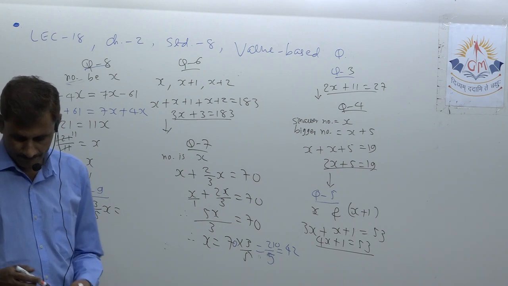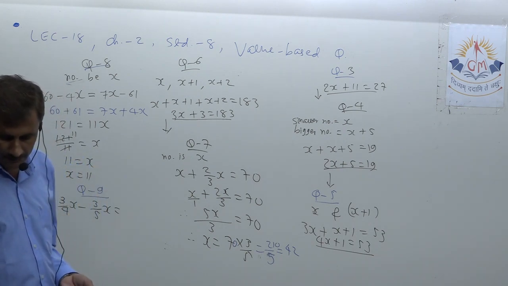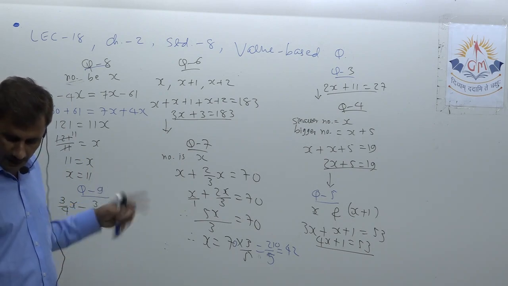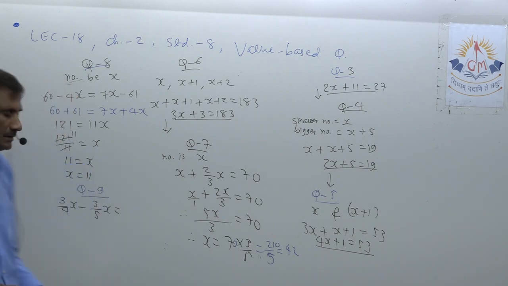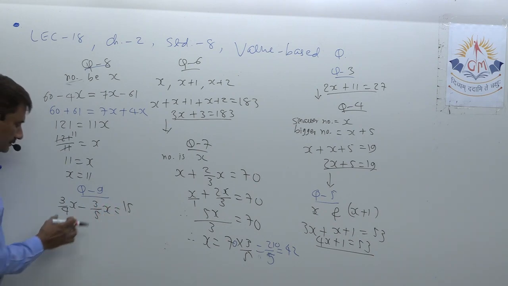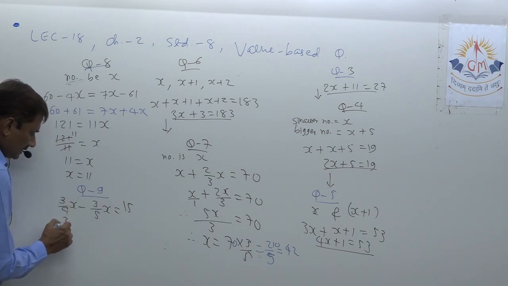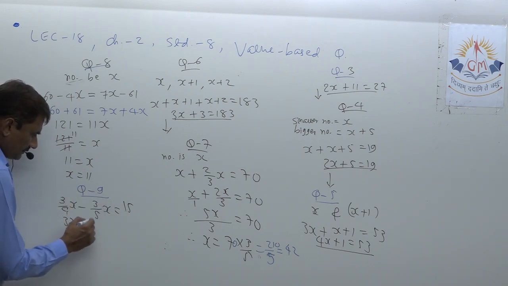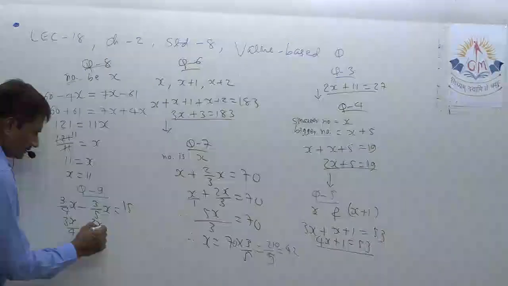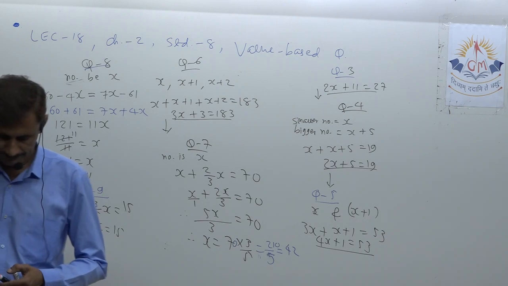Number 9. The difference between 3/4 and 3/5 of a number is 15. Understood? 3/4 is bigger, so I make this minus this. So systematically you can write it this way. It is very simple. Now you can solve it by cross multiplication, then shifting. Okay, so you will have the number x.